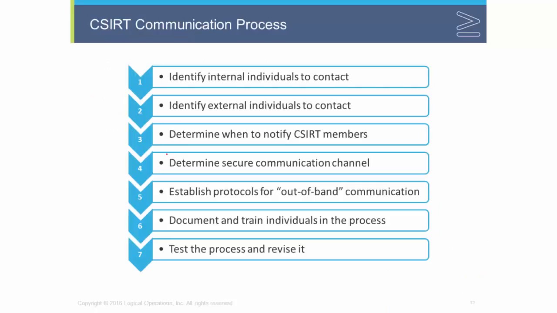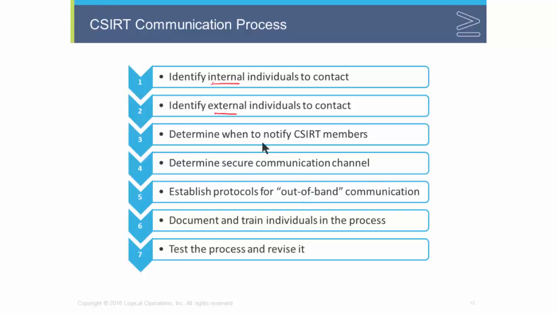Within the CSIRT, we understand that once a security incident has occurred, we need to make sure that we are communicating effectively, and we should have processes in place that describe how this should occur. Ahead of time, we should develop a communication process that describes how we will communicate. As we define this process, we're going to need to identify the internal individuals that we're going to contact when an incident occurs, as well as the external individuals.